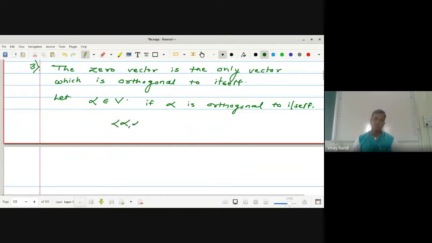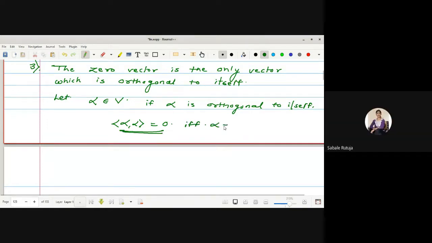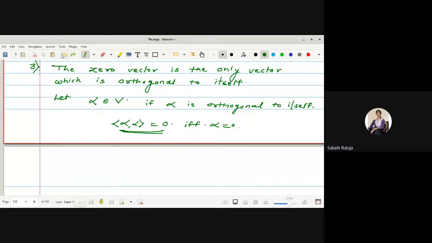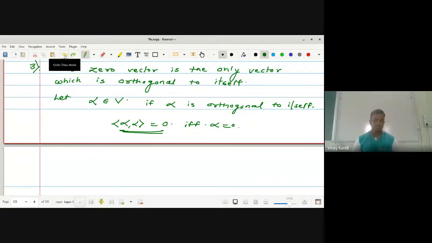The inner product of alpha with alpha is equal to 0. When is this possible? If and only if alpha is equal to 0. Alpha is equal to 0. That means 0 is the only vector which is orthogonal to itself. Is it correct? Yes, sir. Okay. So these are the three notes.